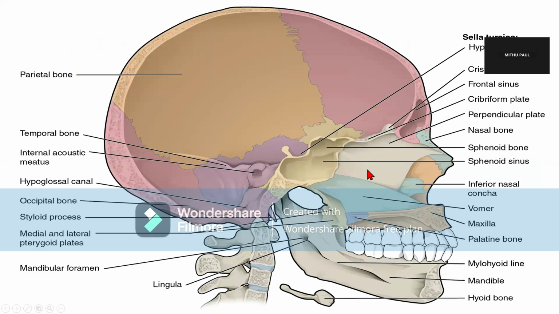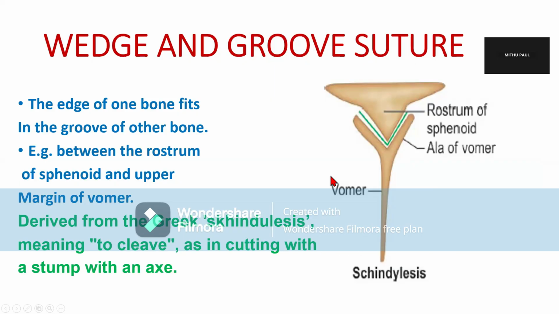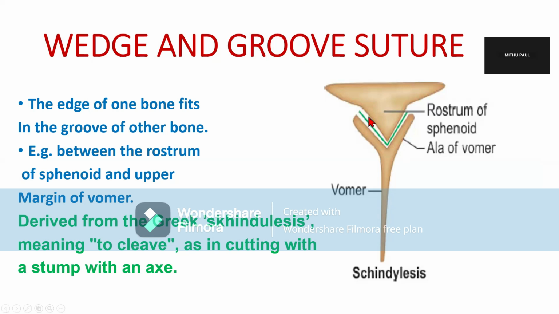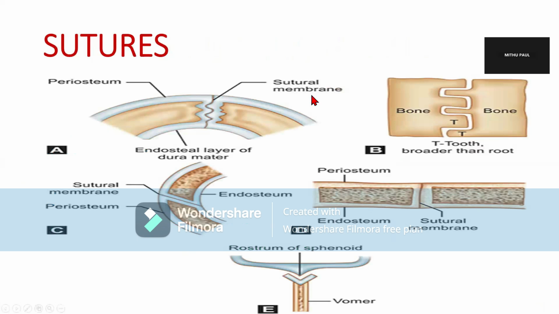Here it is the nasal septum and this is the plate of the vomer. It bifurcates here in this manner, forming the groove inside which one rostrum from the inferior surface of the body of the sphenoid gets articulated. This articulation is fixed via fibrous tissue, and this sort of suture is known as the wedge and groove suture. These are the classifications of different types of suture just described. Revise once in your mind.